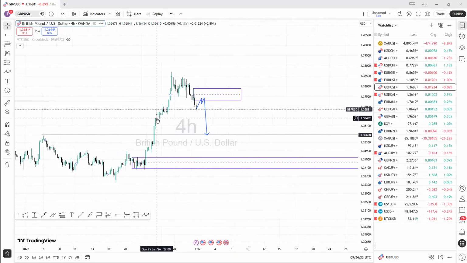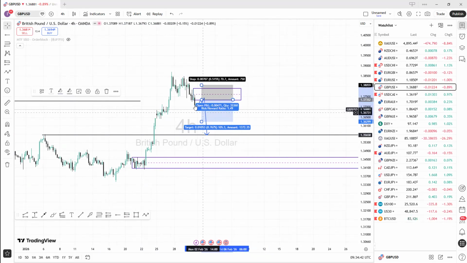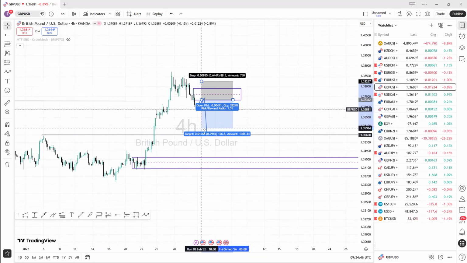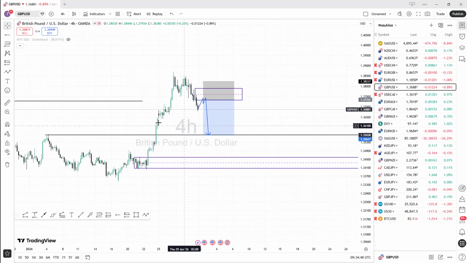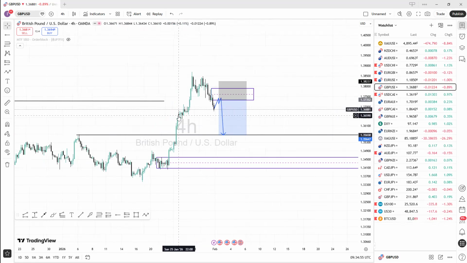Here on GBP you have a good risk to reward ratio, you have a good setup here. If price will give you a confirmation, you can get a clear setup here for a sell short position. Wait for confirmation. If you do not see any confirmation, do not enter that position.